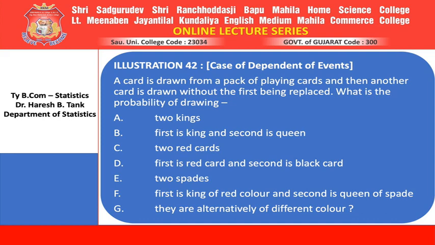If they are replaced, then it becomes independent. Here the word used is without being replaced. When you don't replace it, that means the event becomes dependent. Fine enough. Let us see one after another.